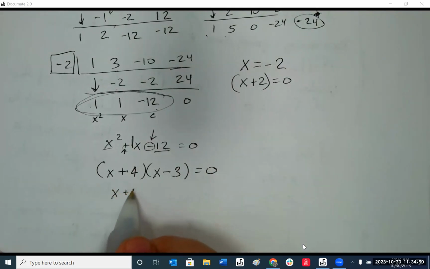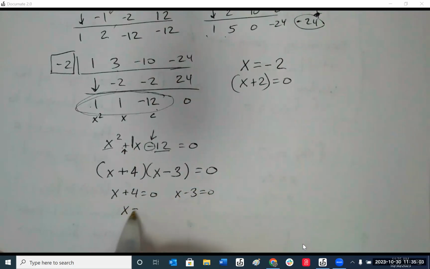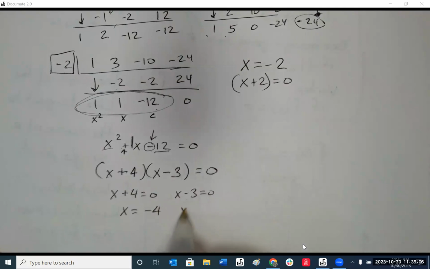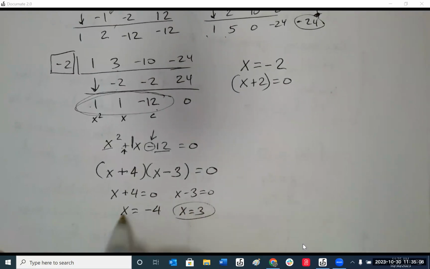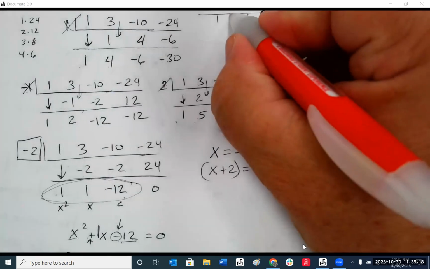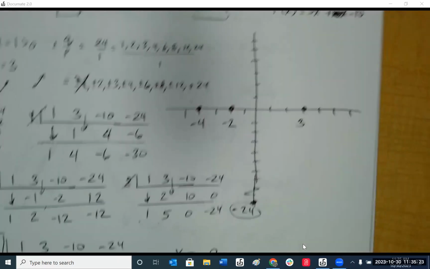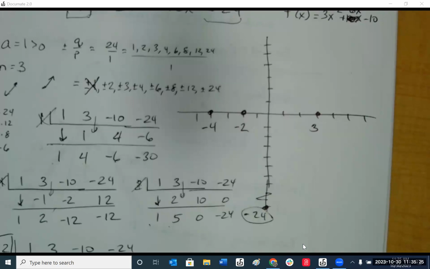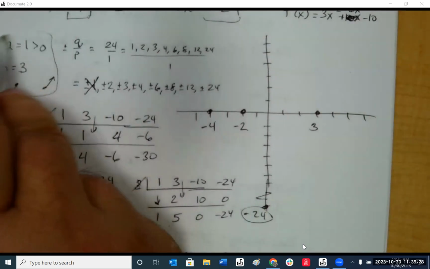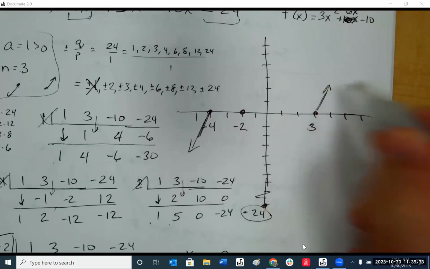Set those both equal to 0. So these are my other two x-intercepts and my other two factors. We're at negative 4 and at positive 3. Those are our x-intercepts. From the leading term test, we know that the graph goes down here and goes up there.